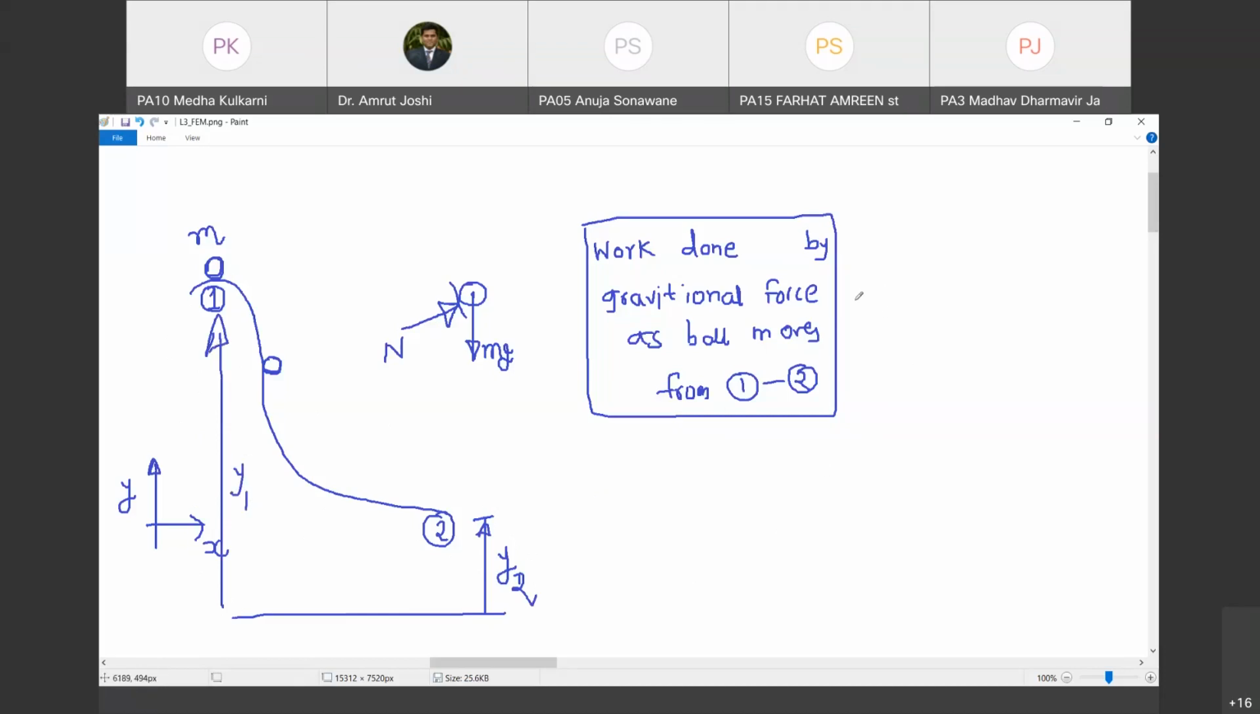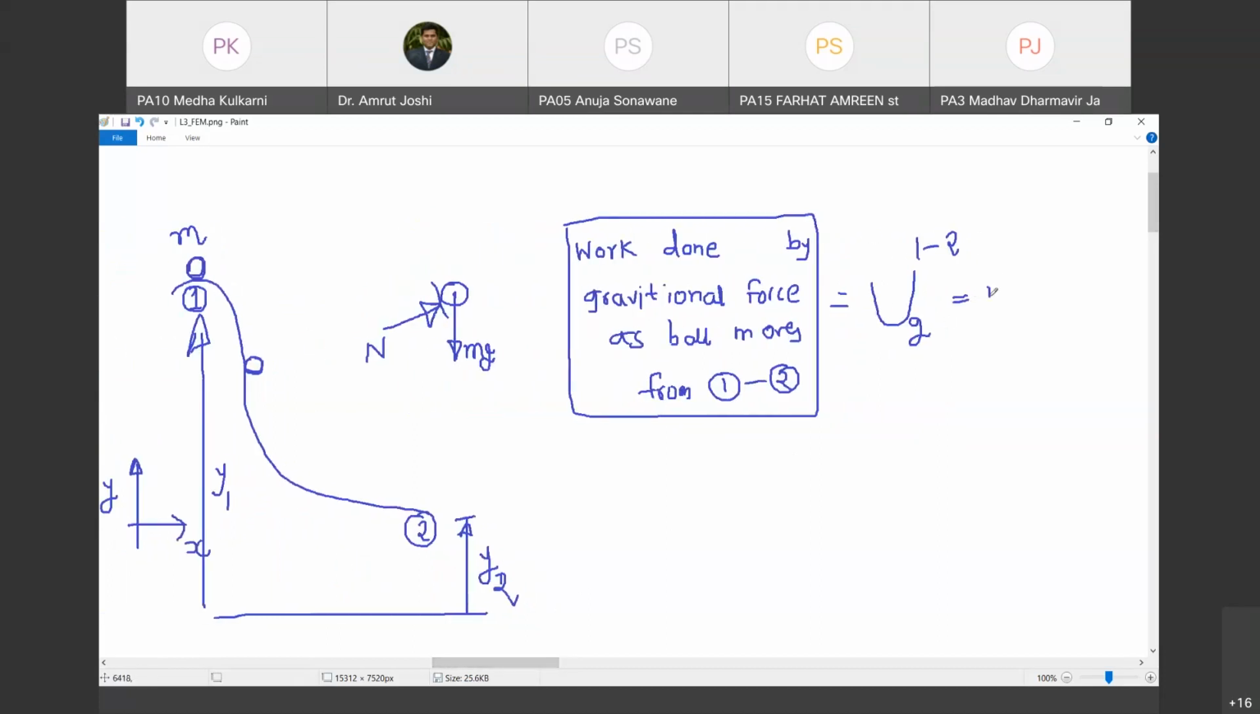Can you tell me what is the work done by gravitational force as the ball moves from 1 to 2? It is denoted by capital U, work done by gravitational force. So I am denoting it by G as the ball moves from 1 to 2. Do you agree with me? Yes sir. How much is that? Tell me. mg into y1 minus y2. Yes sir. Are you with me?